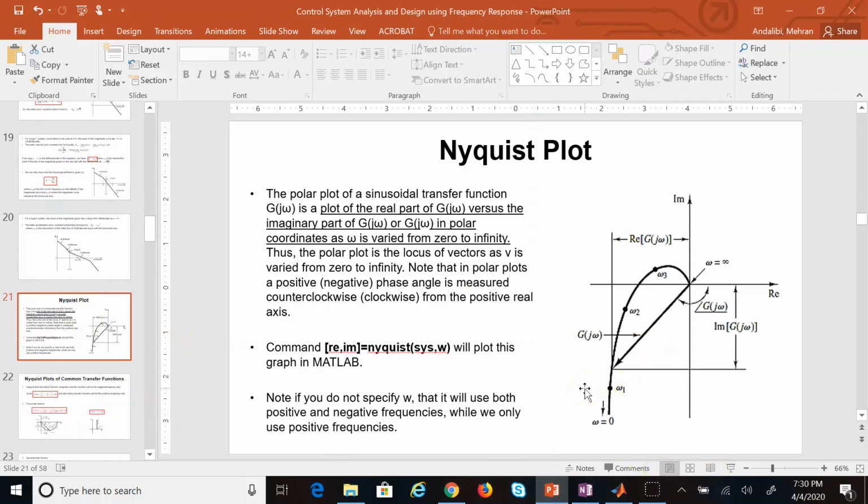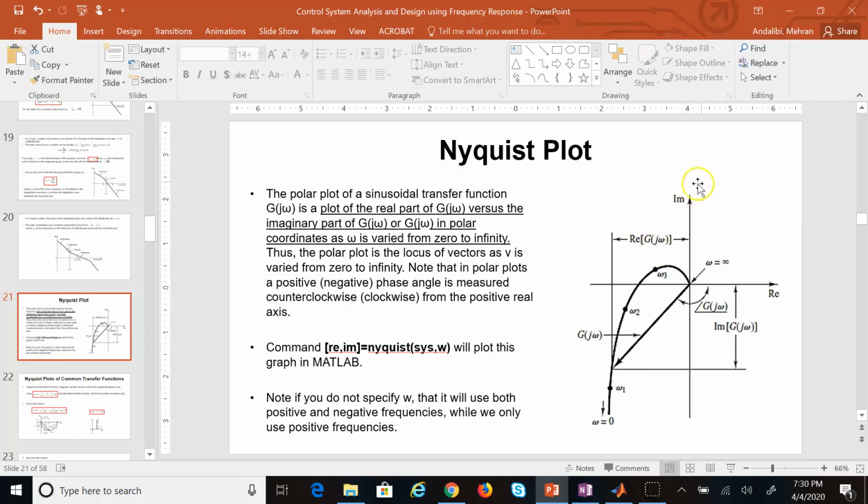Nyquist is a polar plot. Instead of the Bode plot, where you plotted the magnitude and the phase of g of j omega versus omega in a semi-logarithmic manner, here you just plot the vector g of j omega, because remember, g of j omega is a complex number.